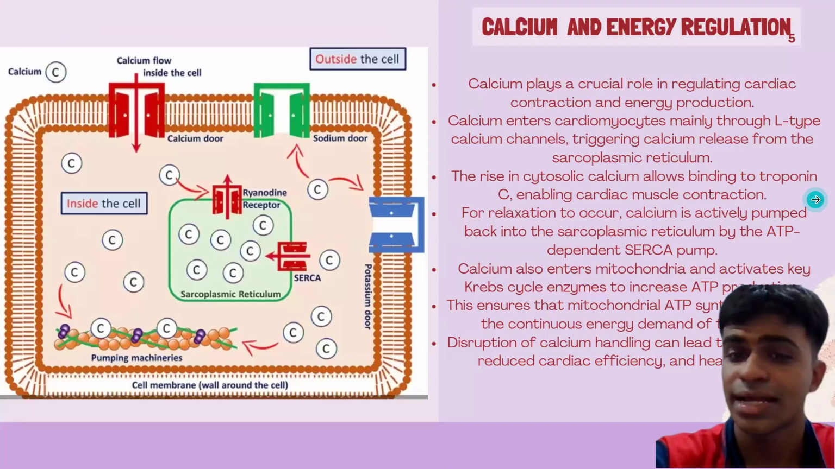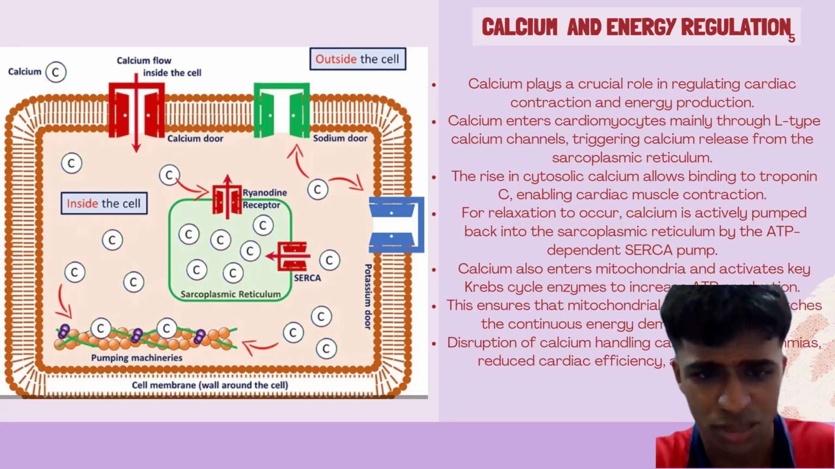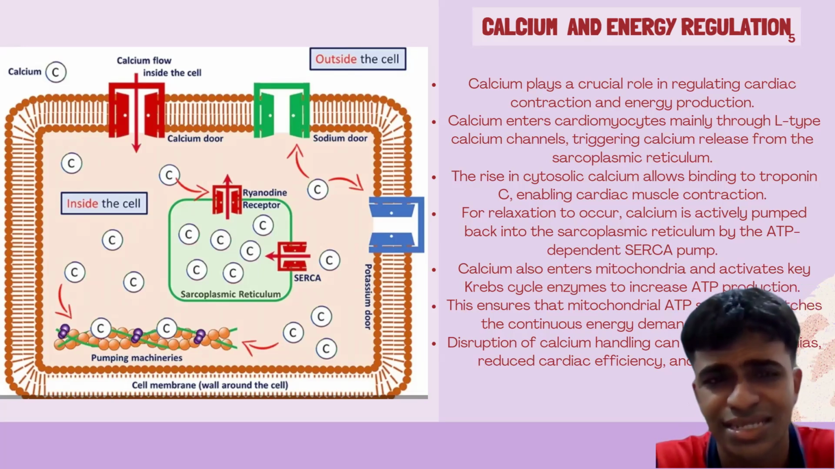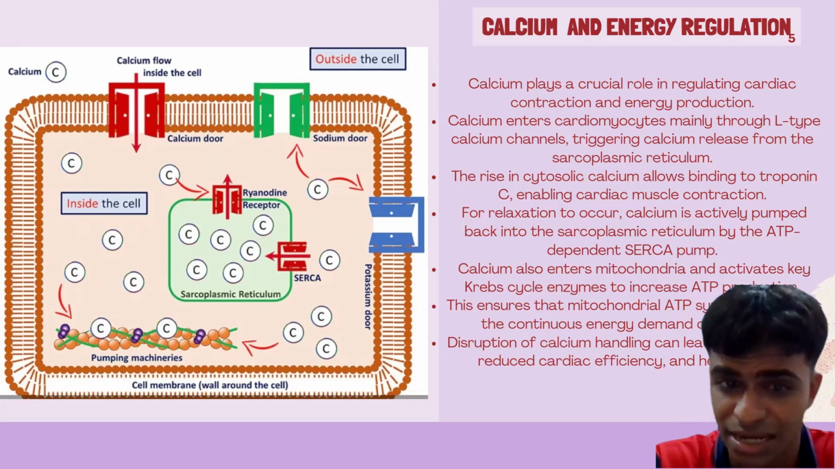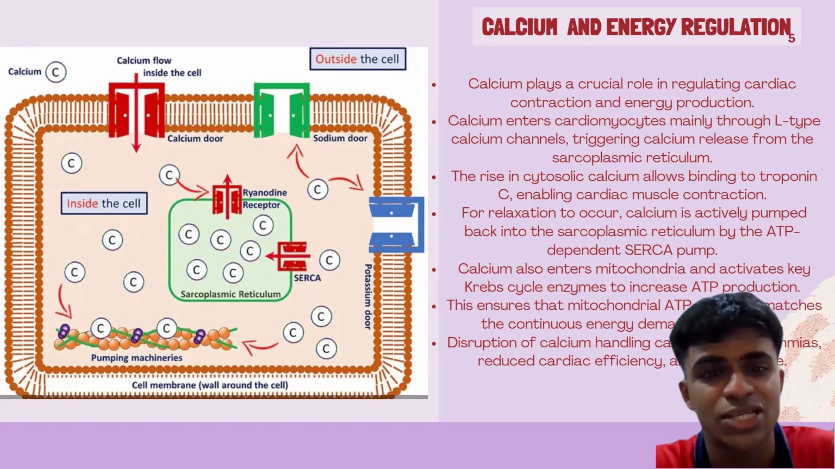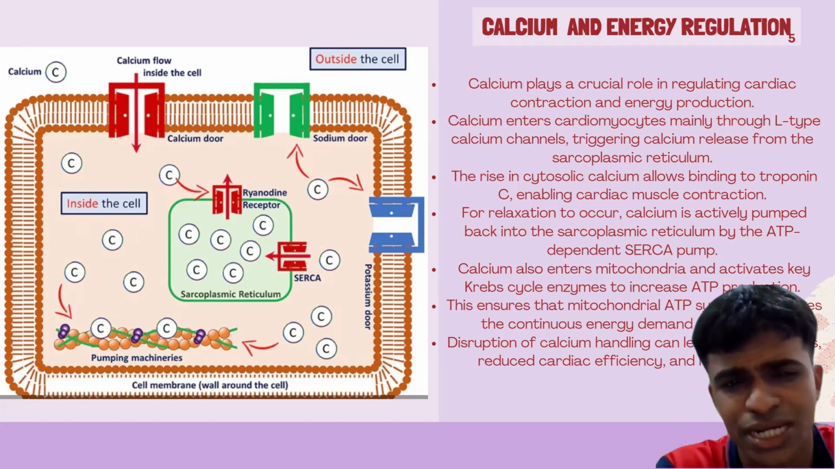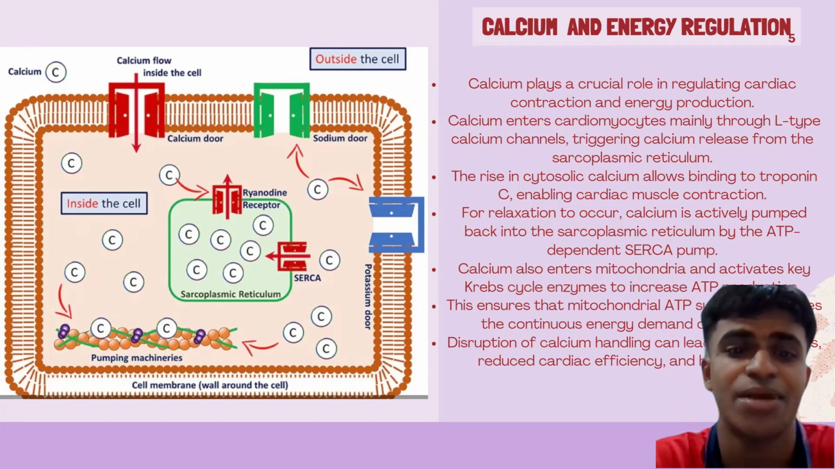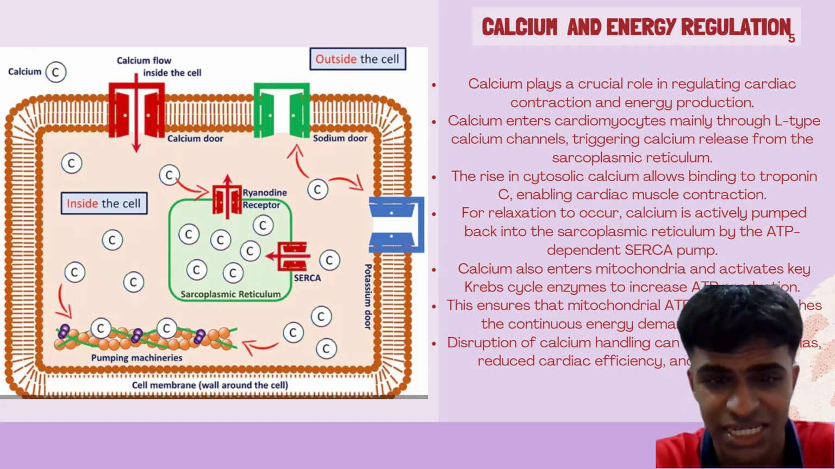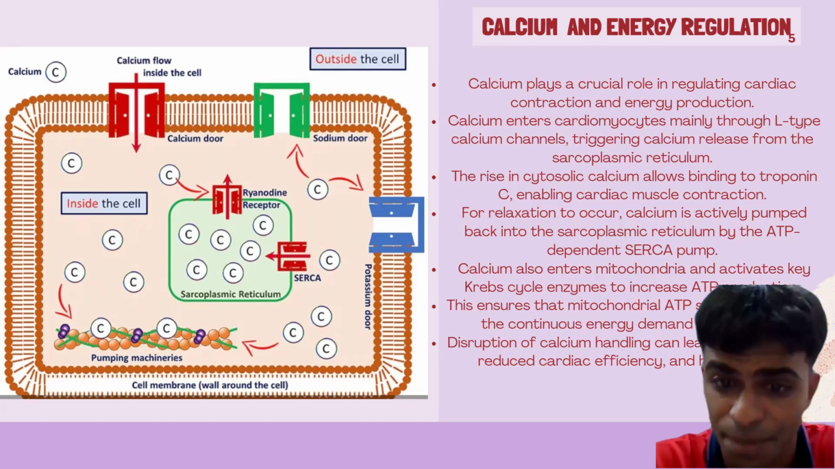Let's talk about calcium and energy regulation. Calcium is critical for cardiac contraction. When an impulse reaches the cardiomyocyte, calcium enters the cell through the L-type calcium channels. This triggers calcium release from the sarcoplasmic reticulum, raising the cytosolic calcium level. Calcium then binds to troponin C, allowing the actin and myosin filaments to interact, which results in muscle contraction. For relaxation, calcium is actively pumped back into the sarcoplasmic reticulum by the SERCA pump.